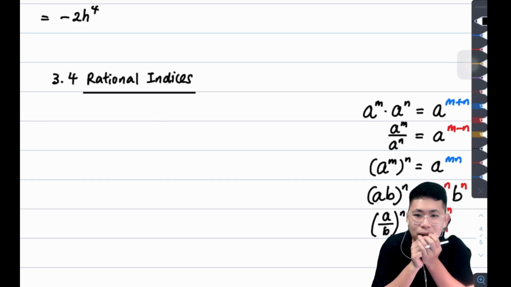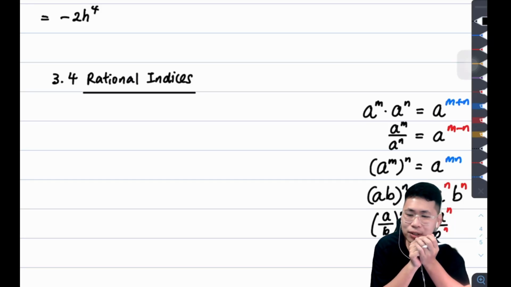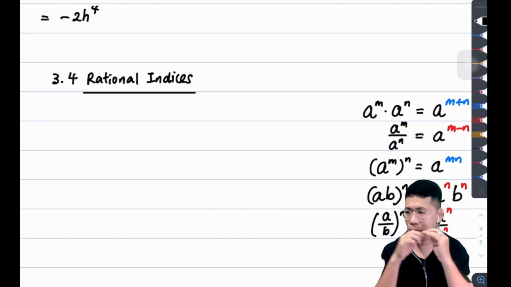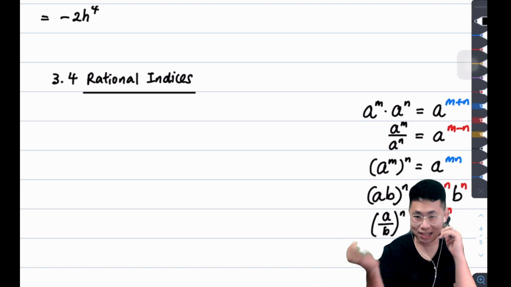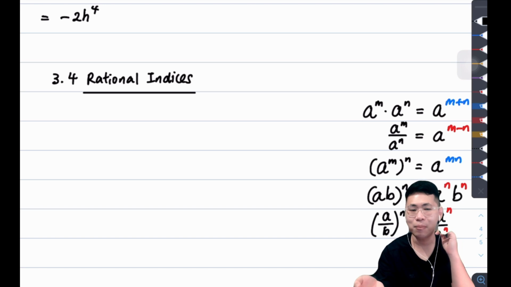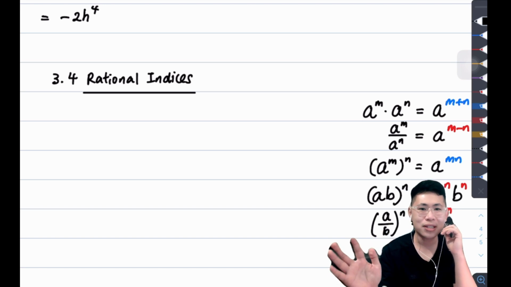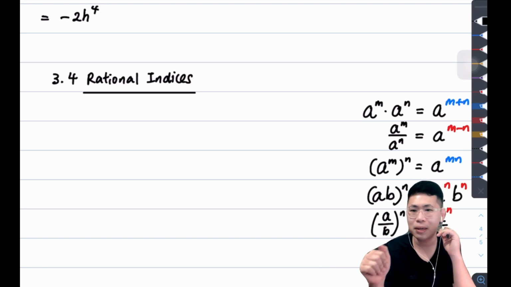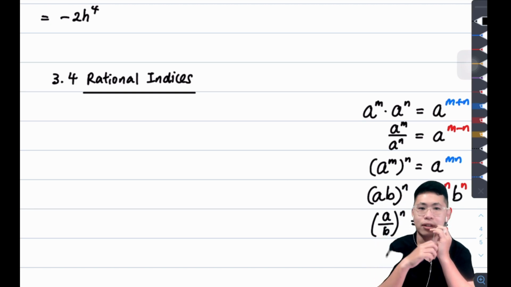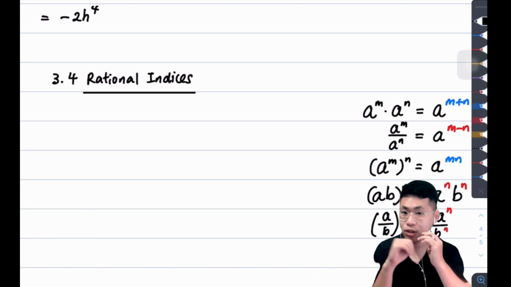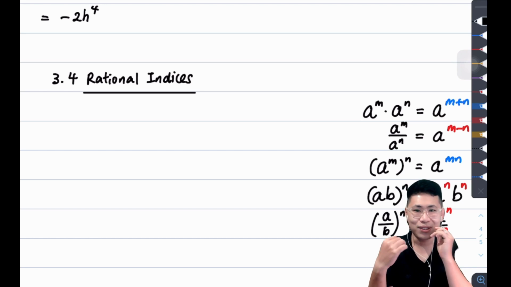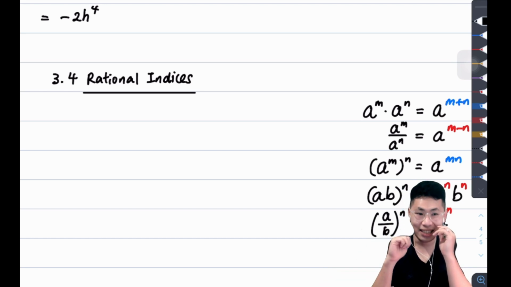Okay, welcome everyone to 3.4. We are going to talk about expanding our idea from our indices, which have whole numbers, and we looked at 0 and then we expanded to negative numbers. We're going to push it one more step further and look at indices being a rational number. So what is a rational number? A rational number is a number that can be expressed as a fraction. So now we will look at fractions in our index.